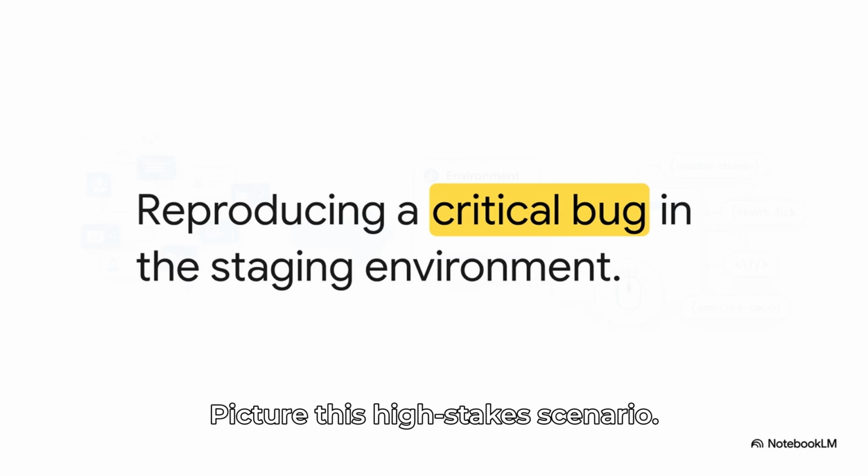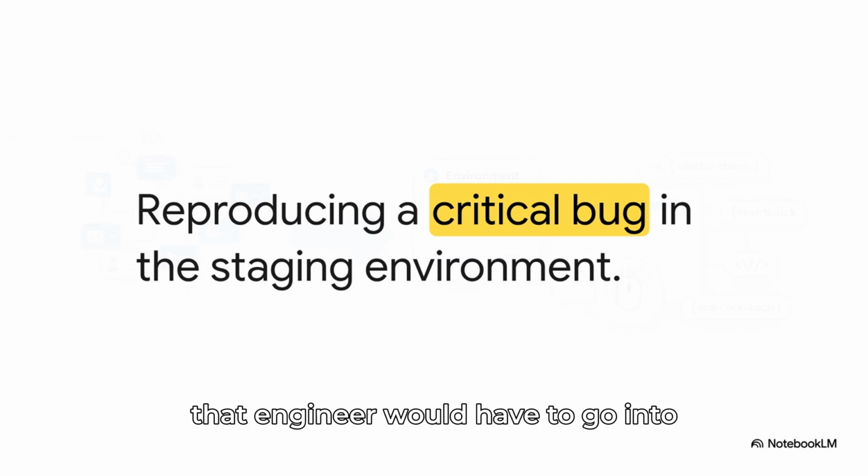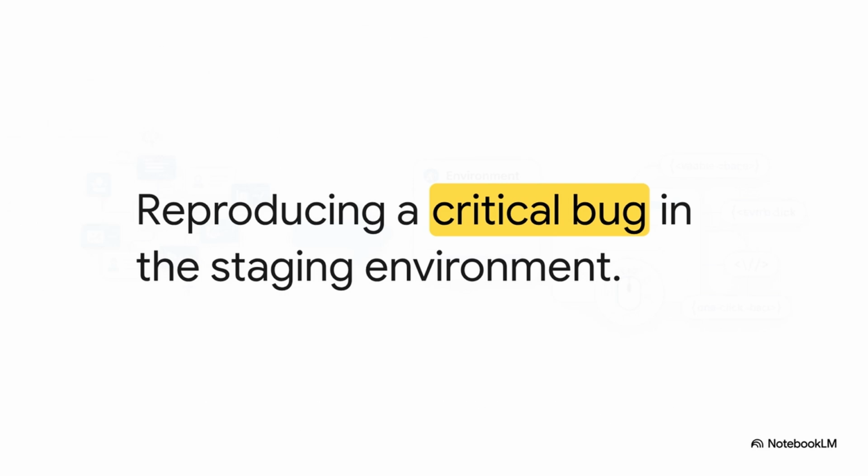Picture this high-stakes scenario. A support engineer is handed a really critical bug that's currently happening in production. To fix it, they absolutely have to reproduce that exact same workflow in the staging environment. Doing this the old, hard-coded way, that engineer would have to go into their Postman collection, manually find every relevant request, and painstakingly type over the production URL with the staging URL, just crossing their fingers that they don't miss one or make a typo.